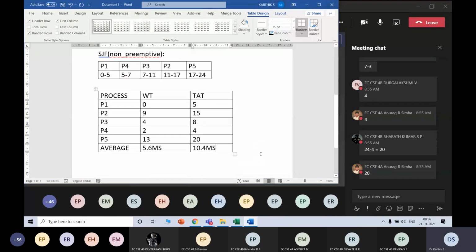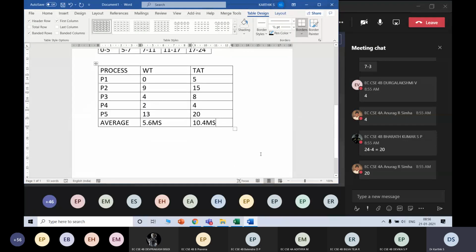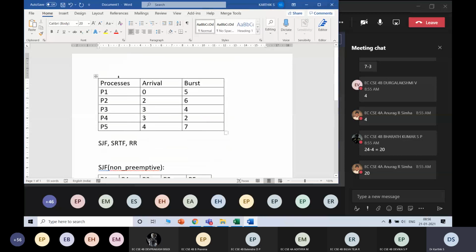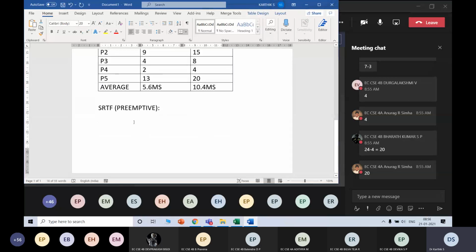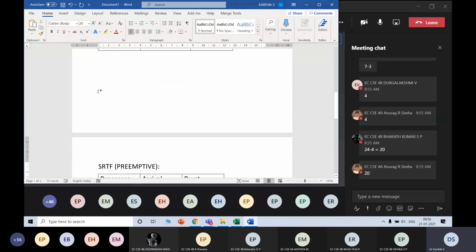Next, let us go and do the preemptive SRTF, so that we are looking at both versions. SRTF, preemptive model. So then what will happen? Just for our easy reference, I will copy this once again and paste it here so I don't have to go up and refer to it every time.